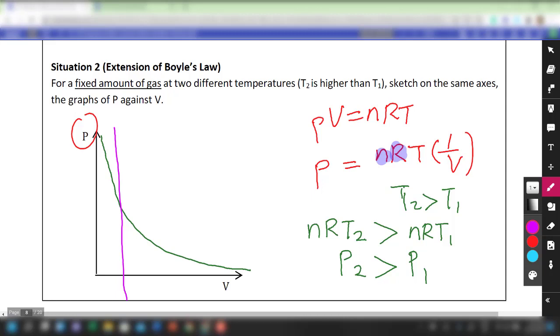So therefore, at a higher temperature, my P2 will be somewhere here. If I'm going to sketch a graph, then it will look something like this. At every point it will be higher, so it should be parallel, but I think I didn't sketch it out very nicely. It should look something like this. So therefore with that, T2 will be higher, and T1 will be lower.